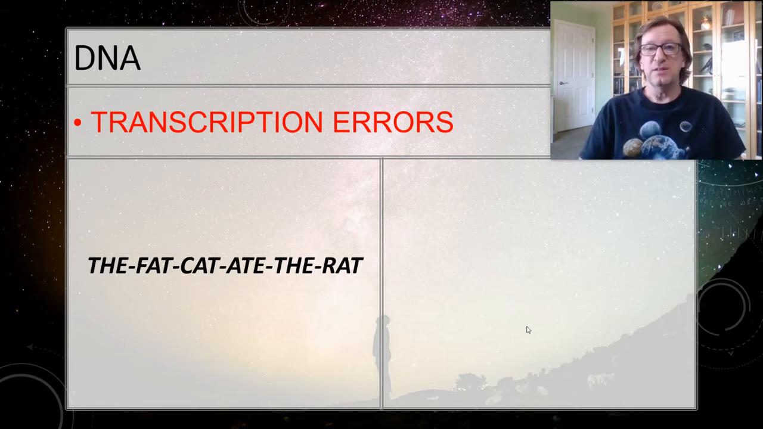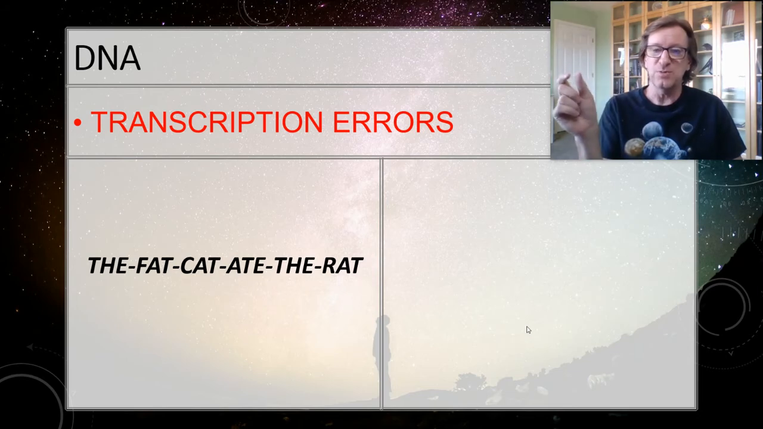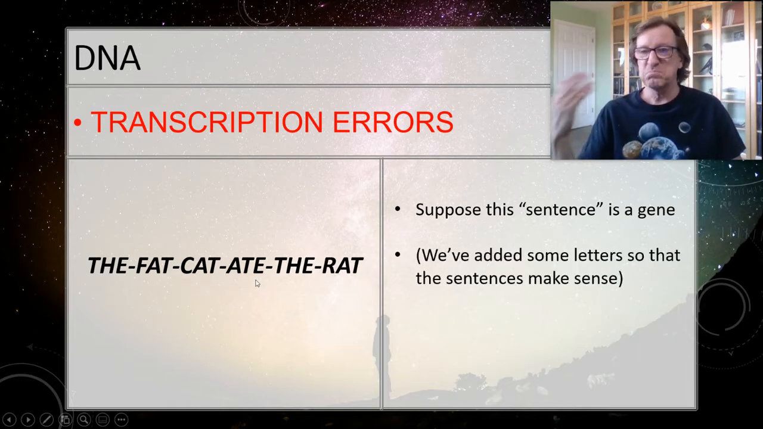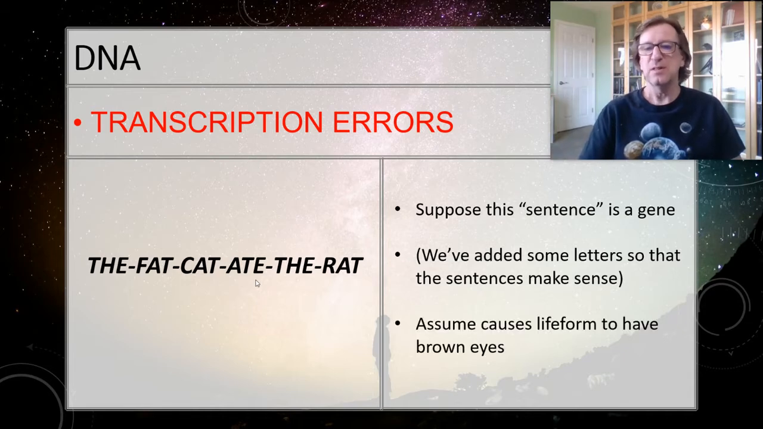Now, I mentioned that the DNA transcription process is, for the most part, almost 100% accurate, but that almost is what leads to the variations that we see here. So let's suppose that I've got this gene composed of 3-letter words, and no, these aren't the actual letters that DNA is made out of, but it gives us an idea. So we've got 3 genetic words, 3-letter genetic words. So the fat cat ate the rat. Right? So suppose this sentence is a gene, and it encodes some trait. Let's assume that this particular sequence causes the life form to have brown eyes. All right. Obviously, it doesn't. Again, I'm just making up some letters here so that we get a sentence that actually makes sense in English to us.